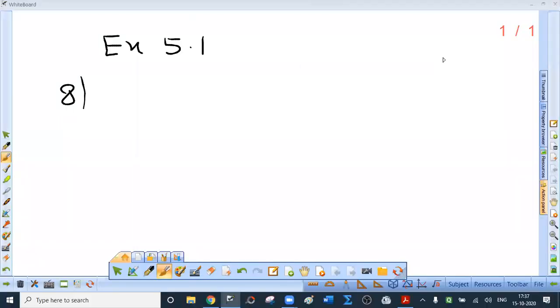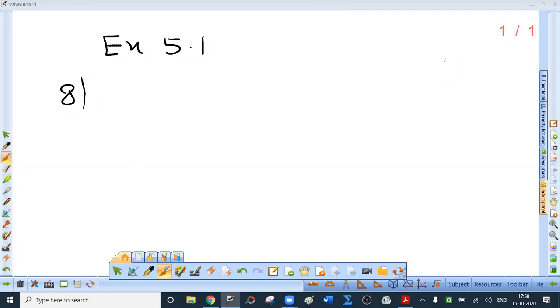Sum number 8 from exercise 5.1. If the origin is shifted to the point O dash (1, 3), the axis remaining parallel to the original axis, find the old coordinates of the points. Means we are given new coordinates. They are (5, 4) and (3, 3).